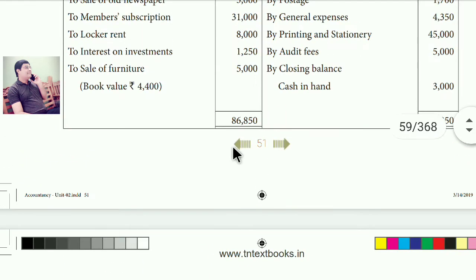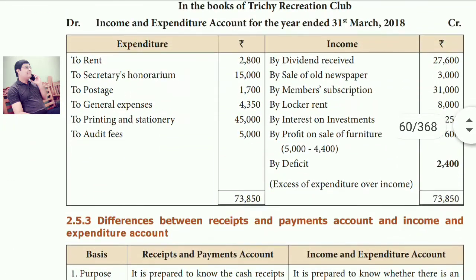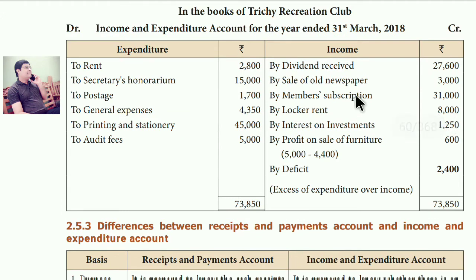See here, the last one, closing balance, cash in hand. So we must not write it, I already told you. Now see the answer, total. Now expenditure is more than income. Expenditure total is more than the income total. So expenditure total is 73,850.